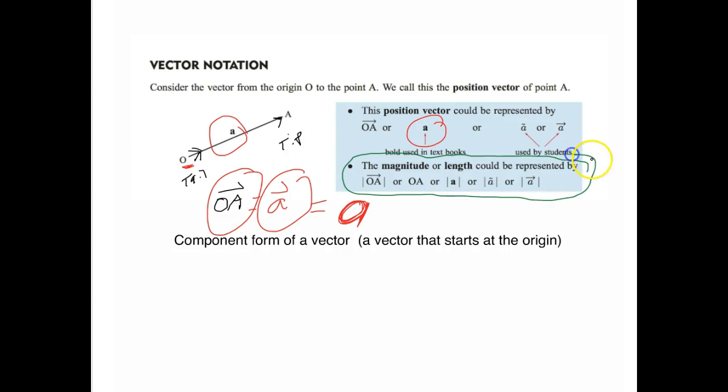But magnitude is symbolized with the absolute value sign that you see here. So if you see this, it does not mean absolute value. It means find the magnitude of that vector. I can't stress that enough. That means find the magnitude.